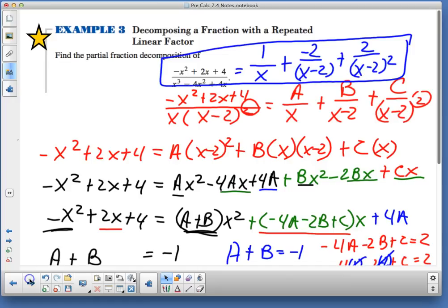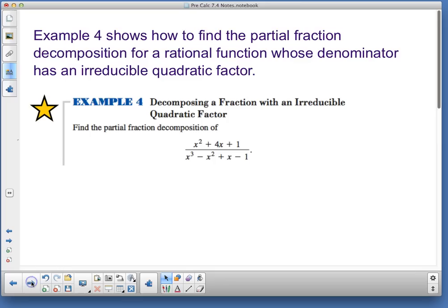Now we're going to skip the next page and go to example 4. It's our last one on day 1. As I go to example 4, I want you to realize it's going to show how to find a partial fraction decomposition for a rational function whose denominator has an irreducible quadratic factor. Before, we had linear factors and we used constants. Now we have quadratic factors and we're going to use a linear relationship.